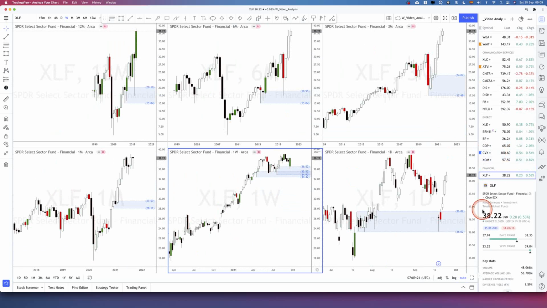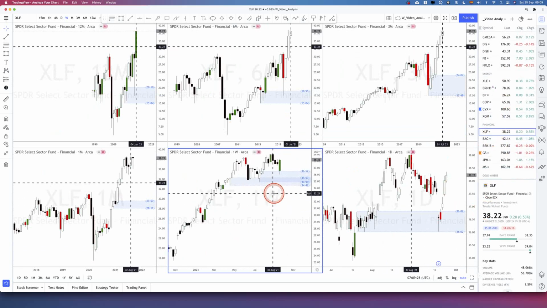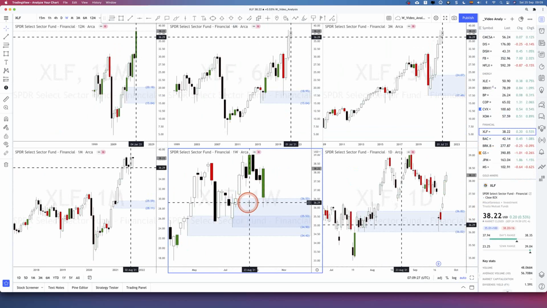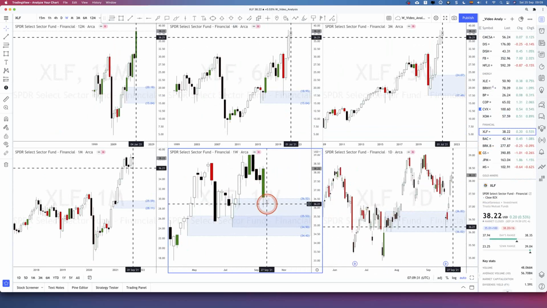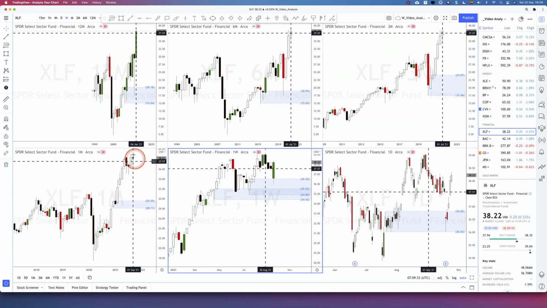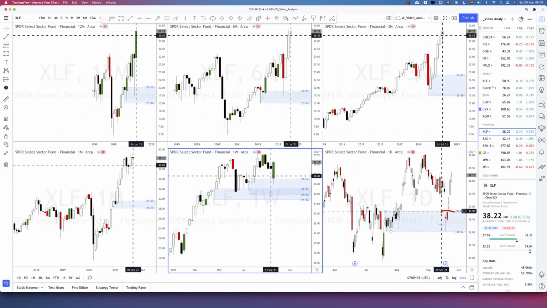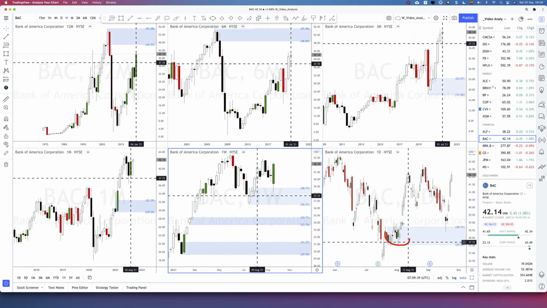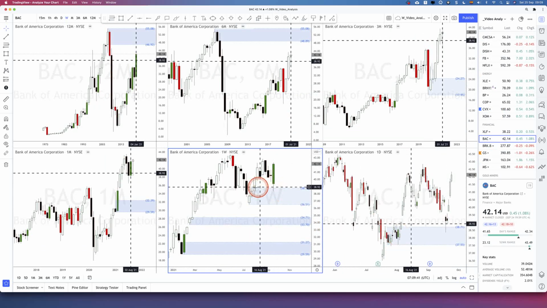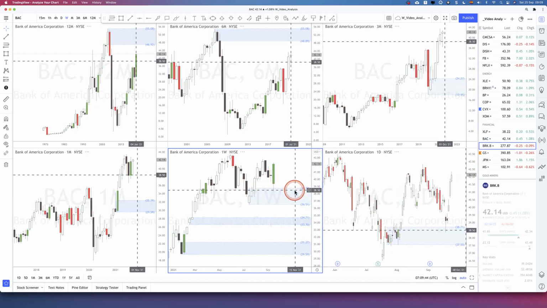Financials, XLF, weekly demand level in control, nested area of demand. It wasn't eliminated, too much trading there, but the weekly doesn't have too much trading. Bullish pink candle on the monthly, longs at the demand probably here. There's a new one being created. Bank of America, daily demand in control with the weekly demand in control. That area is playing out.